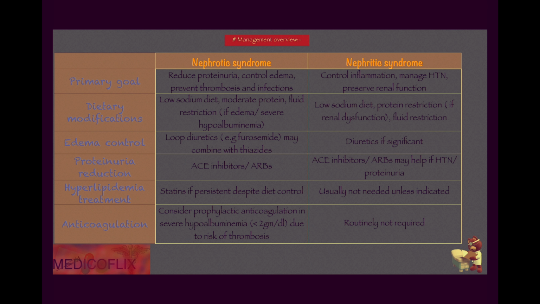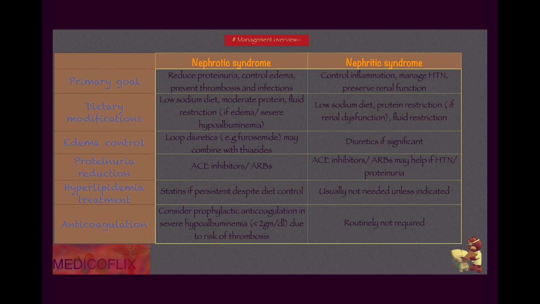Next, edema control with loop diuretics, for example furosemide, may combine with thiazides in nephrotic syndrome, while in nephritic syndrome diuretics if significant. Next, proteinuria reduction. In nephrotic syndrome, ACE inhibitors and ARBs can be used, while in nephritic syndrome, ACE inhibitors or ARBs may be helpful if hypertension or proteinuria is present. Now next, hyperlipidemia treatment. Statins, if persistent despite diet control in nephrotic syndrome, while in nephritic syndrome usually not needed unless indicated.